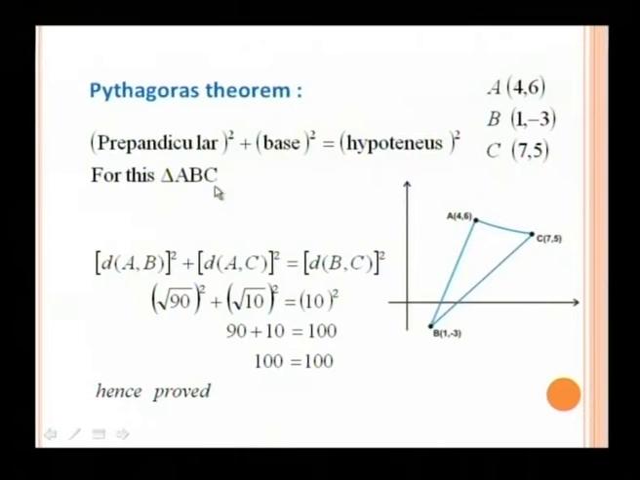Now for a triangle ABC, as we have drawn all these 3 points and made a triangle with them, the Pythagoras theorem would state distance AB whole square plus distance AC whole square is equal to distance BC whole square. Hence, by putting all these distances in the Pythagoras theorem, the theorem is proved.